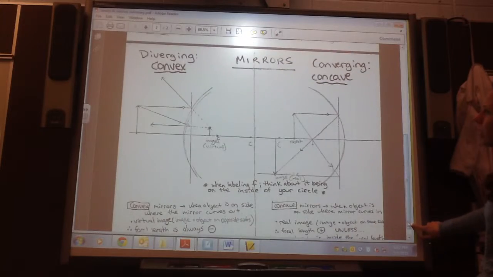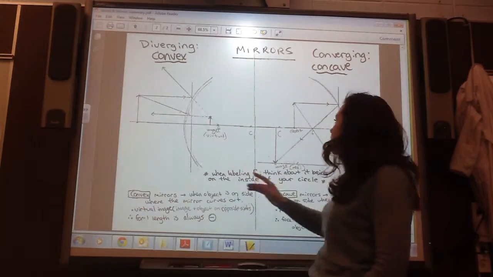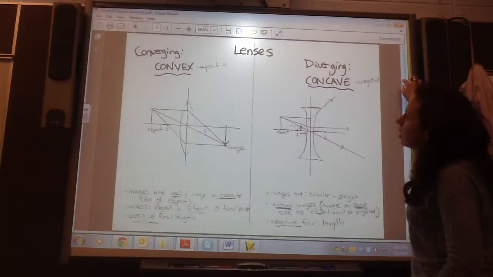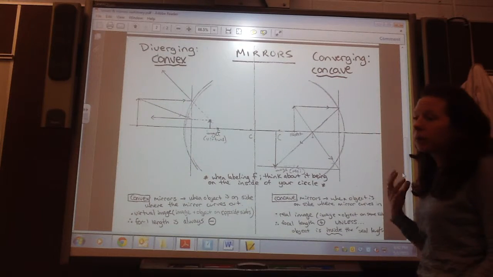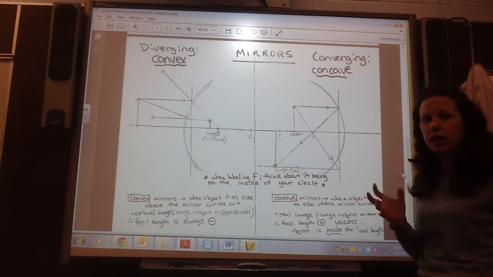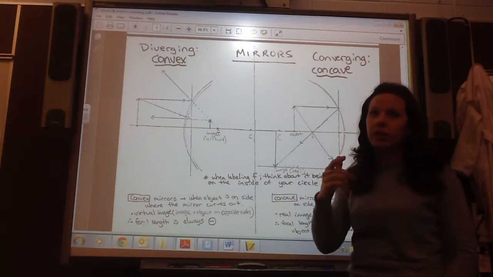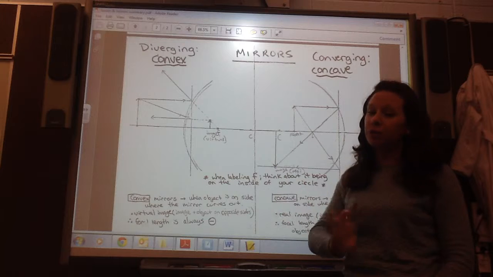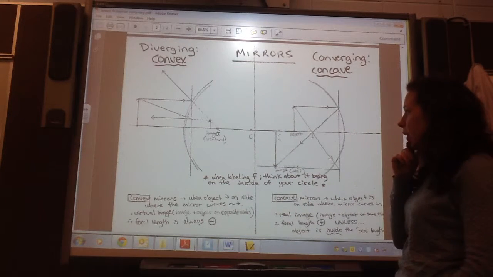And then for mirrors, the convex is actually the diverging mirror. So convex is converging on lenses, but it's diverging on mirrors. That might be something you want to memorize because it is different from lenses to mirrors. If you think about it, lenses are refracting, mirrors are reflecting. So it should make sense when we think about it this way.